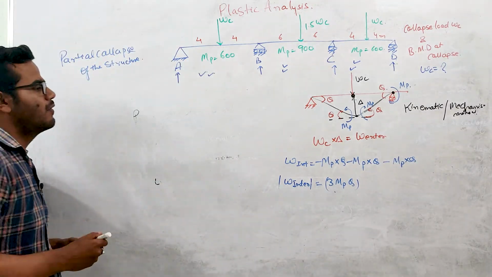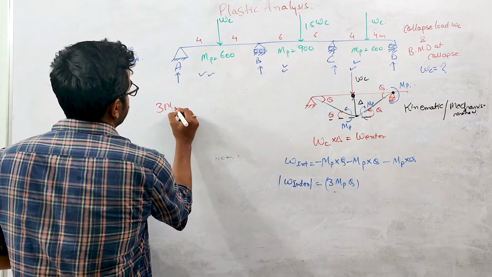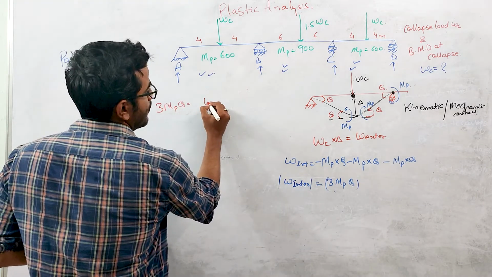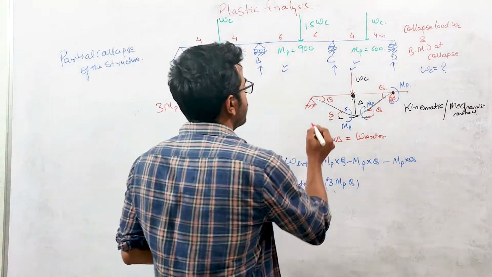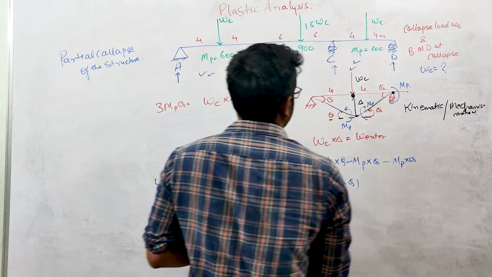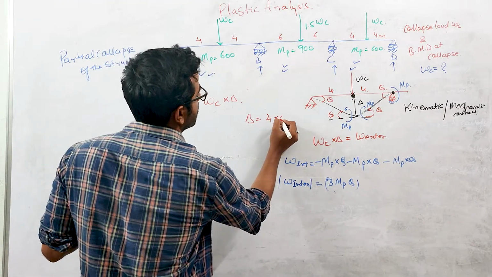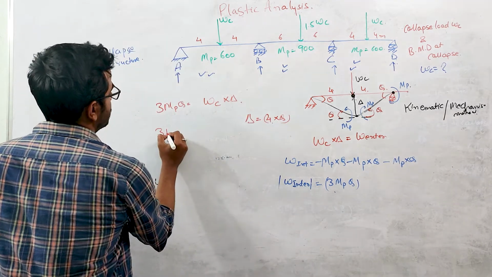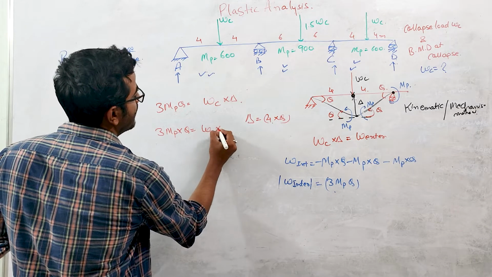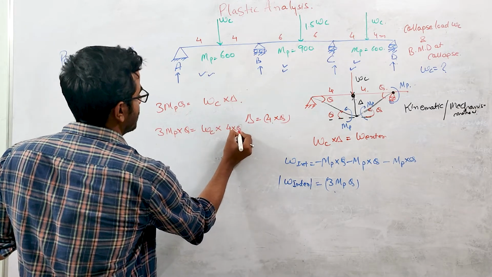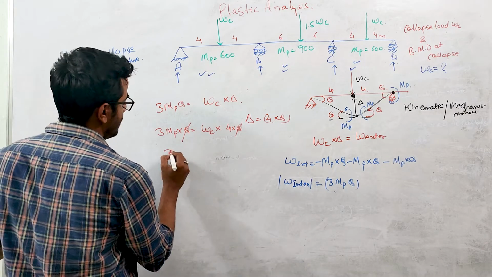Now the principle of virtual work will say that this 3 MP theta will be equal to WC into delta. Delta I can write, this is 4, this is 4. Through the properties of triangle, delta will be equal to 4 into theta. So this is 3 MP into theta equals WC into 4 theta, where WC we have to find. So theta will cancel out each other. MP value will be 600.